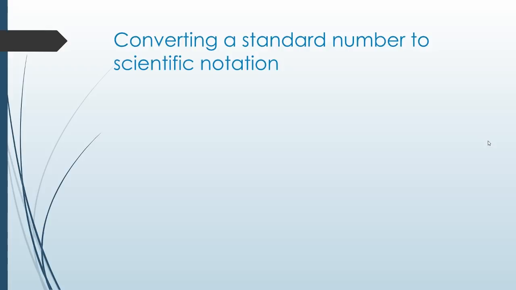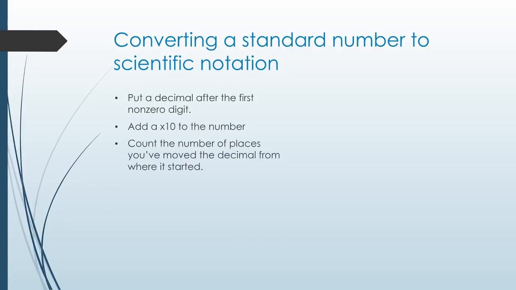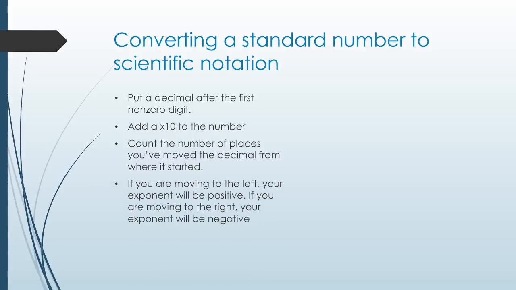So what if I had a regular number and I want to turn that number into scientific notation? You would start by putting the decimal after the first non-zero digit, and then you would add times 10 to whatever that number is, and then you would count the number of places that you move the decimal from where it started. And if you're going to the left, you're going to make a positive exponent. That is the number of places you moved. And if you're going to the right, the exponent is going to be negative.